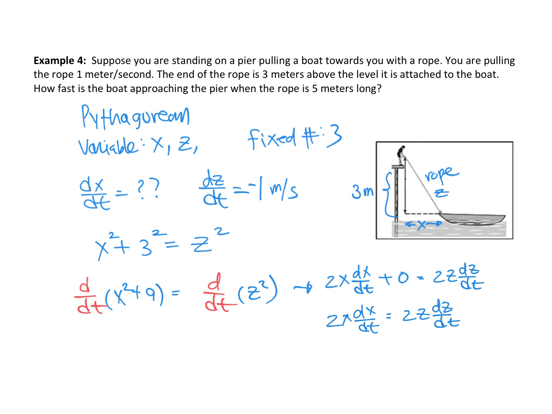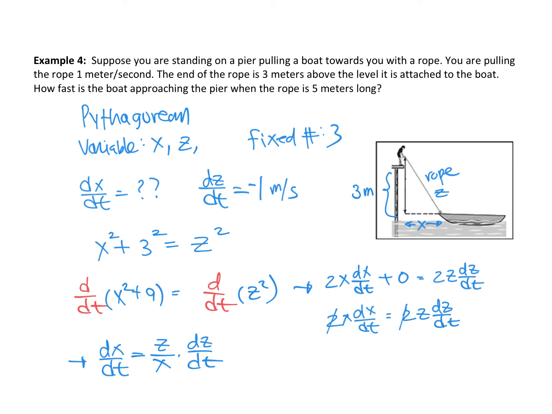Okay, I can divide both sides by 2, so this cancels out. What am I solving for? dx/dt here. So I want to solve for dx/dt. That means I'm going to divide both sides by x. So from here, I get dx/dt is z over x times dz/dt. Okay, I think we're almost ready to solve it.